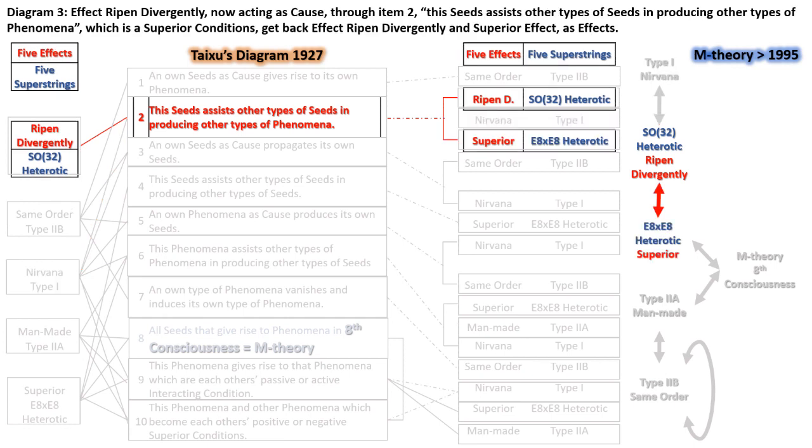Diagram 3 shows effect ripen divergently, now acting as cause. Through item 2, these seeds assist other types of seeds in producing other types of phenomena, which is a superior condition, get back effect ripen divergently and superior effect, as effects. Superior effect is E8 times E8 heterotic string. That is why there exists a duality between SO(32) heterotic string and E8 times E8 heterotic string.